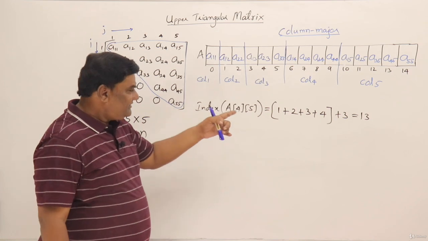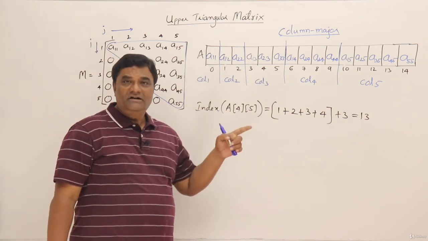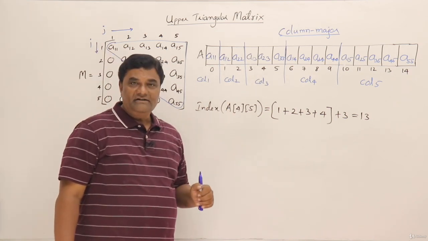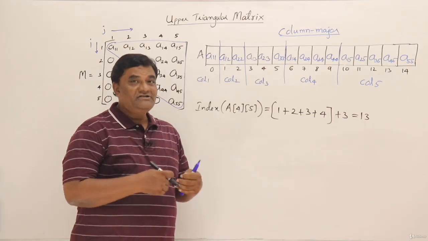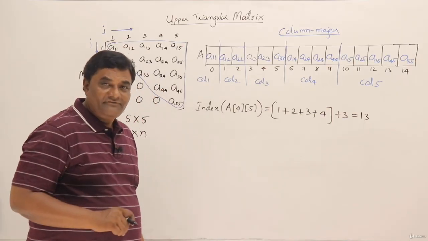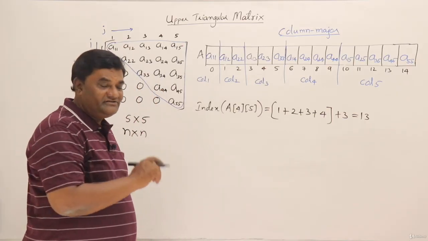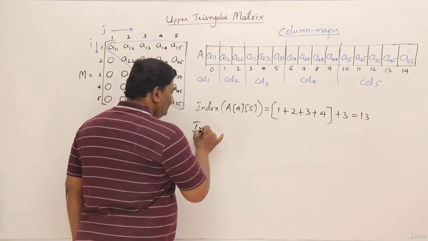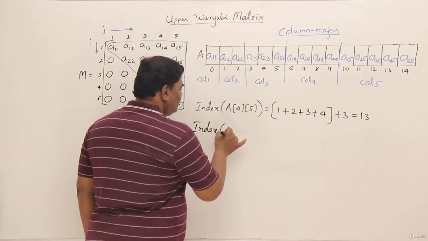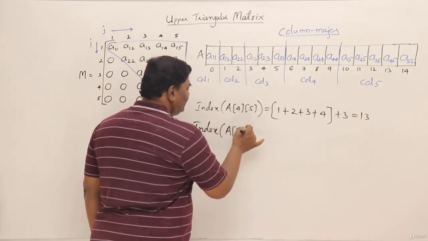So if you observe, this looks similar to the row major formula for the lower triangular matrix. Yes, but i and j will be different. So let us prepare a formula for any index i and j. Index of any i j.